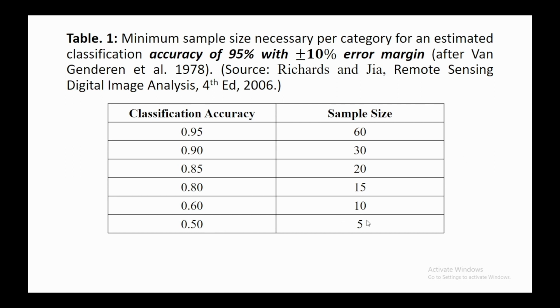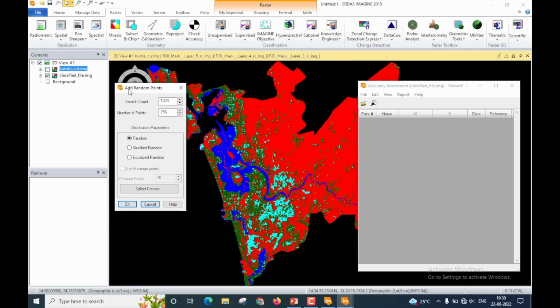Please note that these statistics were derived from the paper by Van Genderen. For this demonstration, I will be using this table as a reference to add points during the accuracy assessment. Coming back to Erdas Imagine, let us now add points to perform accuracy assessment. The first option here is search count. Every single time the classification accuracy assessment runs, it searches for 1024 points. The second option is number of points totally to be considered for performing accuracy assessment. Here we have taken the number of points as 256.